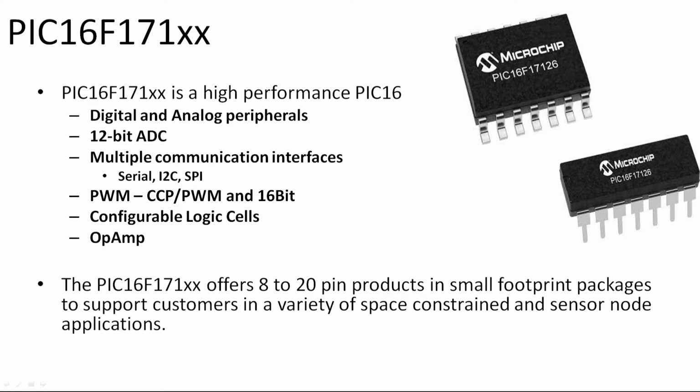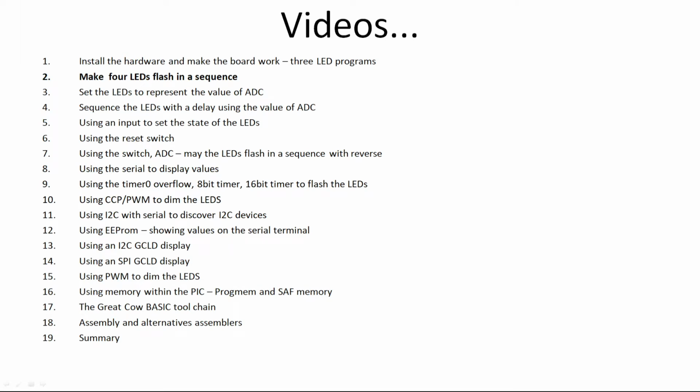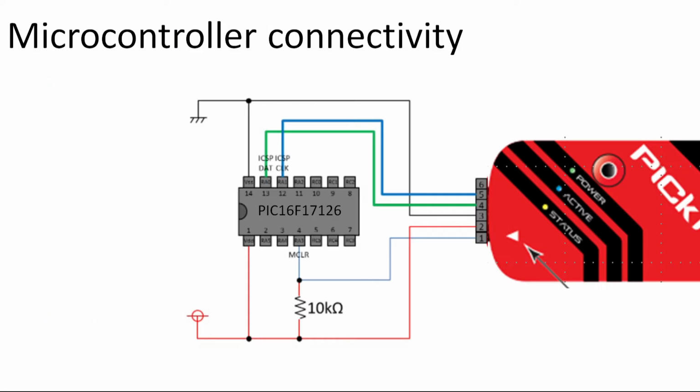The chip itself is a high performance chip, as you can see on the screen. It's got digital ports, 12-bit ADC, multiple communication interfaces, 16-bit pulse width modulation, very nice, CLC in terms of configurable logic cells, and a very nice op-amp, which we'll come on to much later in another set of videos, and it comes in a small footprint size. The video we're going to look at today is about making 4 LEDs flash in sequence, and I'll take you through how it works, and then we'll put it into action.